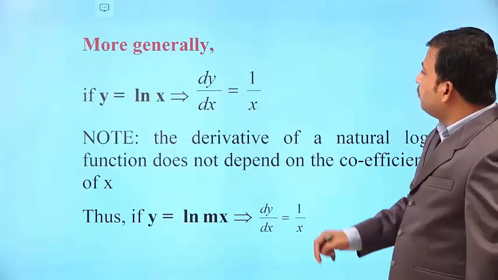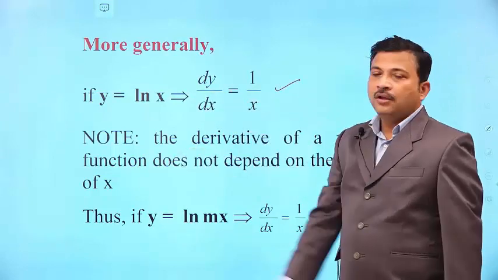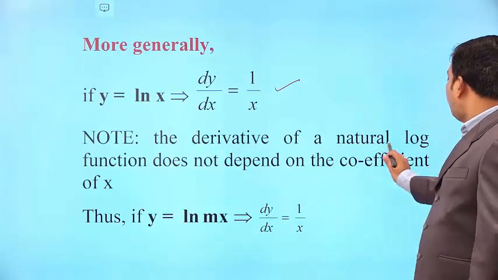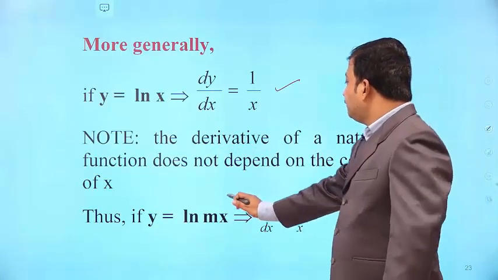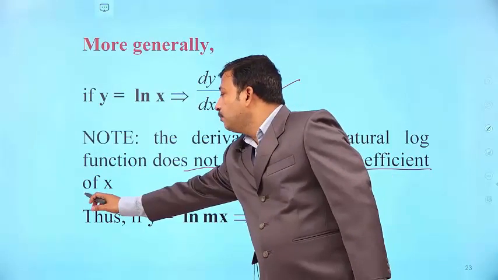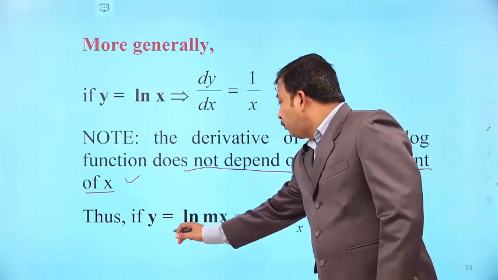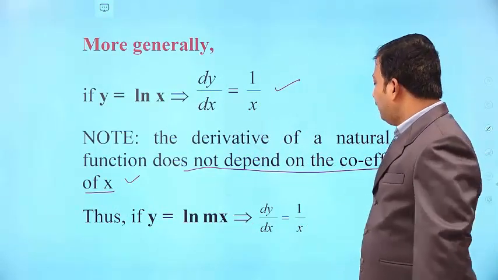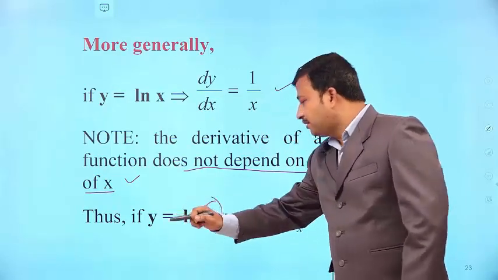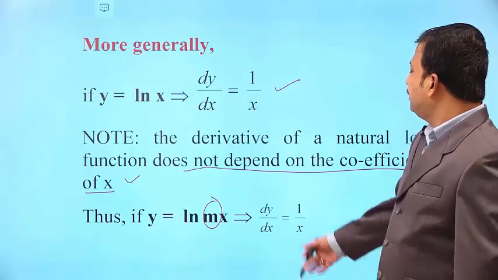One more important thing is that, more generally, dy by dx equals 1 by x, where y is equal to ln x. Remember that the derivative of a natural log function doesn't depend on the coefficient of x. This is a very important thing. You should not be confused about this. So if y is equal to ln mx, then dy by dx is always 1 by x. This m will not affect it. There will be no impact of m during the differentiation.